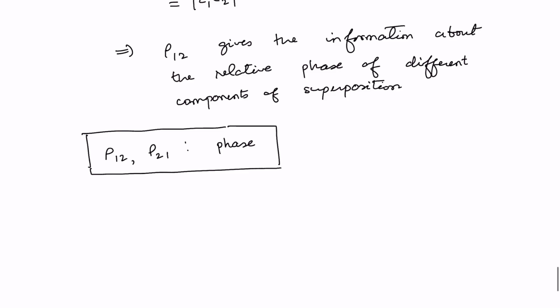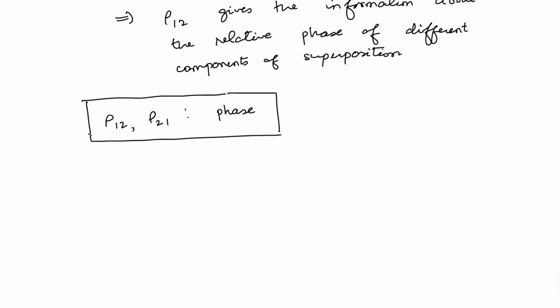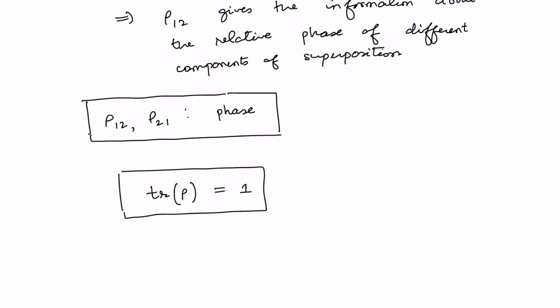All right, now I can actually prove, here I have just shown you that trace rho is equal to 1 just by an example, but I can prove it in general.